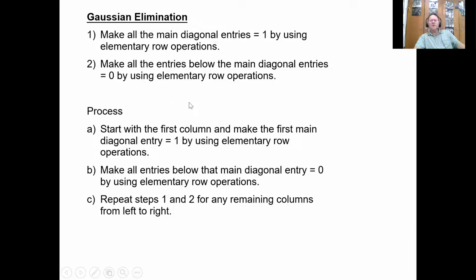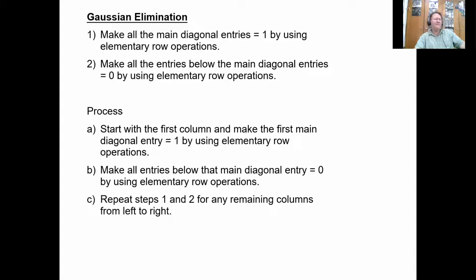Then you're going to go to column two, row two, and try to make that element a one, and then everything below it a zero. And then you go to column three, row three, and make that a one and everything below it a zero. You just keep repeating that process until all the diagonals are one, and everything below them is a zero. We're going to learn in a second that's called row echelon form, but we'll get there very shortly, in a couple of slides.